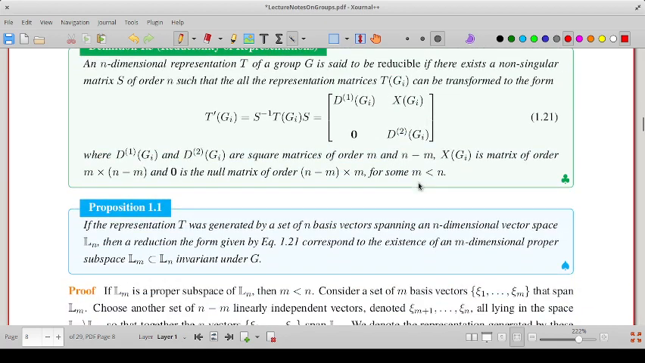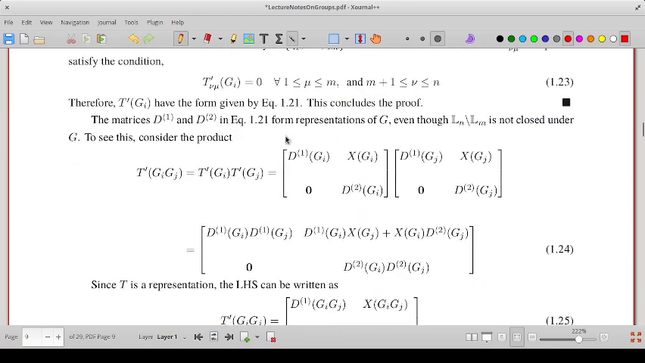Even then, we can show that both these matrices D1 and D2 form representations of the group. To see this, we consider the product of T dash GI and T dash GJ. Now, because T dash is a representation, this should be equal to T dash GI GJ. We can also explicitly multiply the representation matrices T dash GI and T dash GJ. So it's given by D1 GI, X GI, 0, D2 GI. Then the second matrix will have GI replaced by GJ.